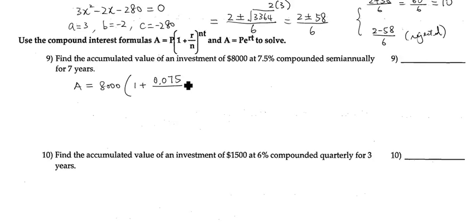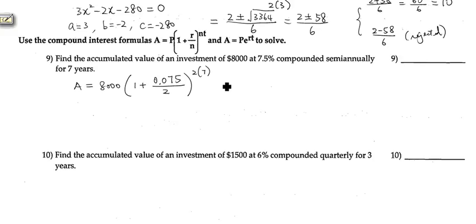Over N, what is N? Would that be 7? It would be 2. Compounded semi-annually. That means you have interest twice a year. So N is 2. And then raise it to the 2 times, what is T? 7. Now the rest will become a calculator job, right? So let's hold on to that, and we are going to do that a little bit later.